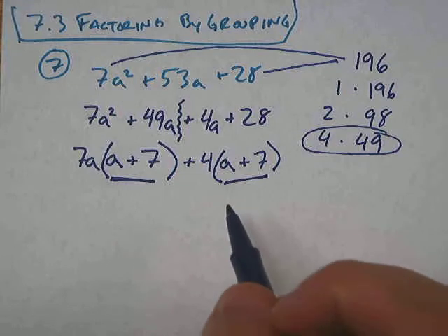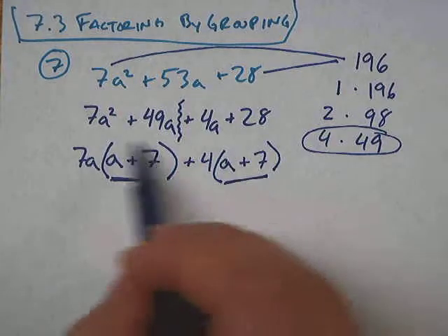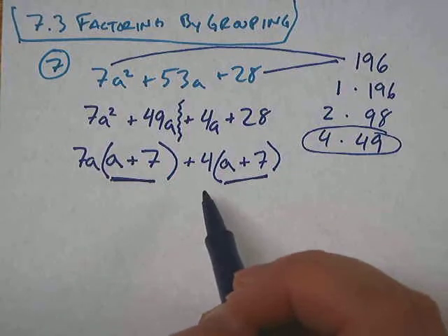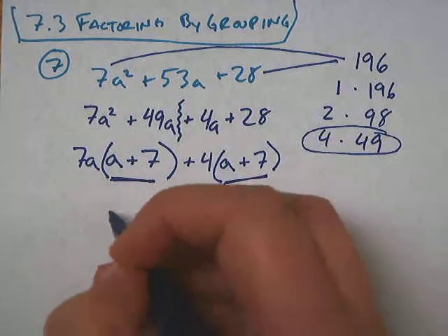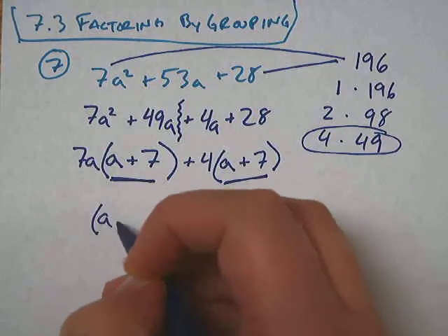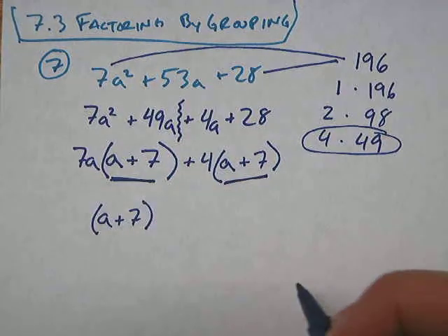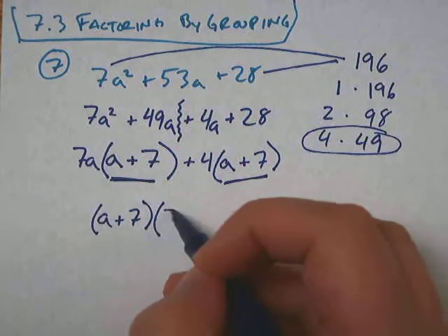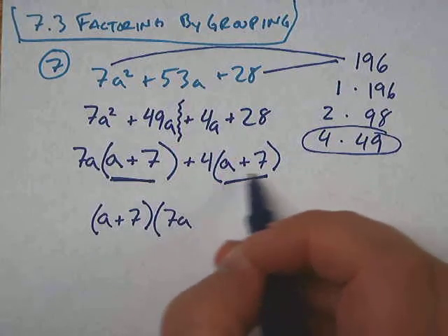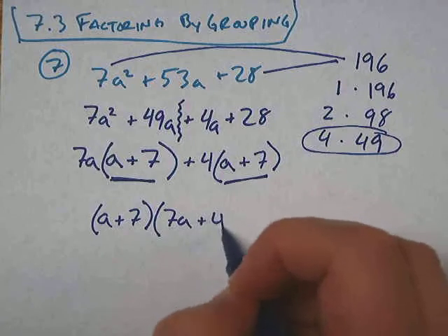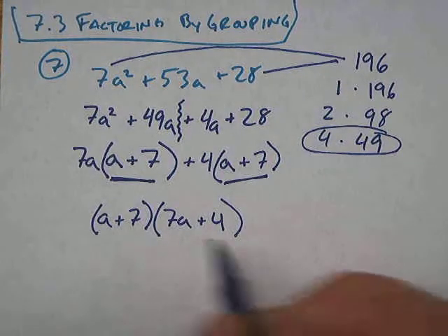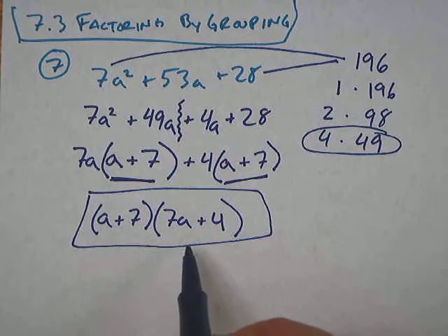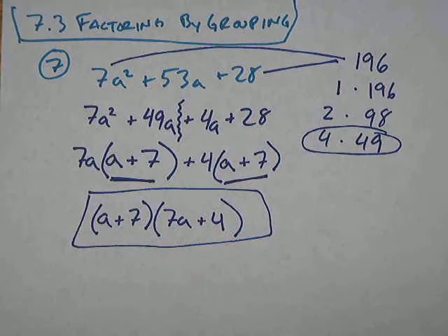Our last step is to take the greatest common factor out of this entire thing. Between this term and this term, they have a plus 7 in common, so we know that that's our greatest common factor. And when we take that out of this term, we're left with 7a. And when we take it out of this term, we are left with 4. So here is our factored answer. We should have a plus 7 times 7a plus 4. And we are all done.